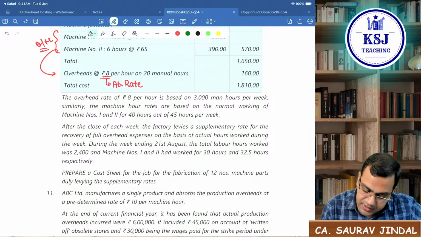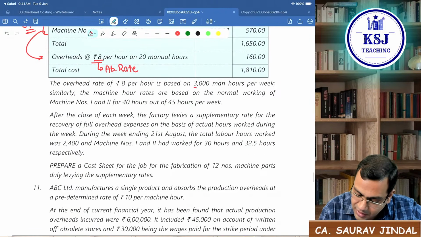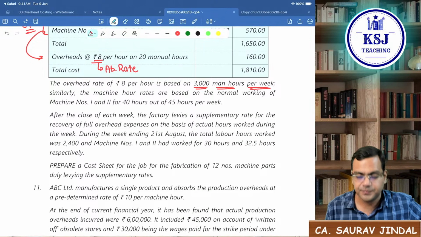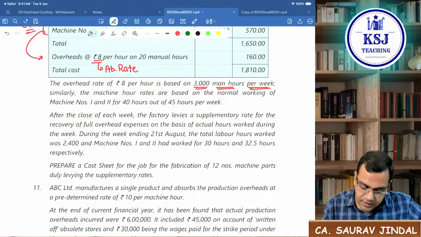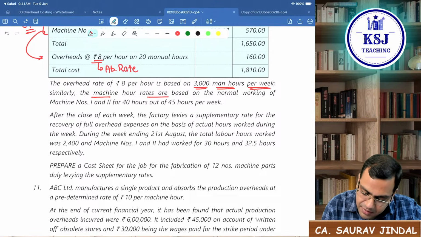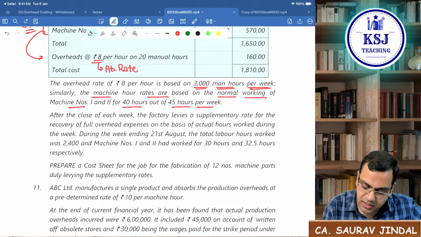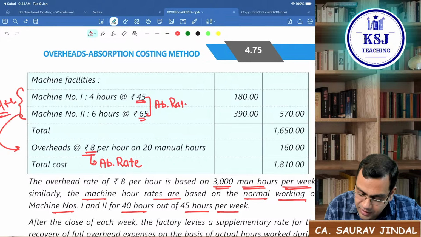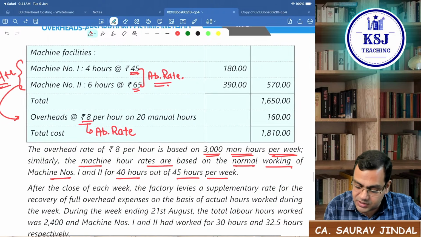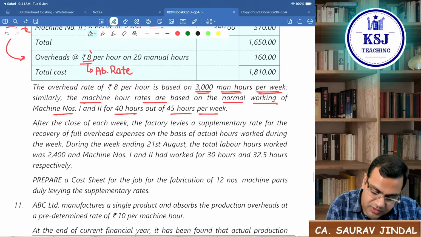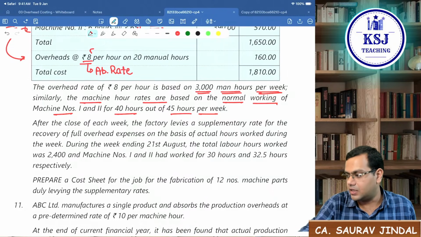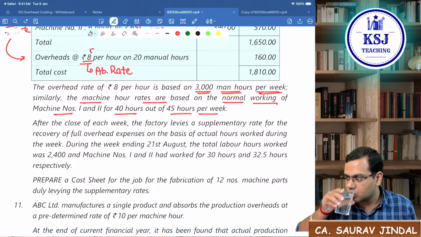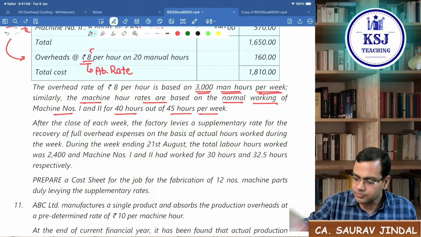They say this absorption rate is based on 3000 man hours per week, right? Similarly, the machine hour rates are based on the normal working of machine 1 and 2 for 40 hours out of 45 hours per week. This rate, this is also your absorption rate. How is this absorption rate calculated? Dependent upon the machine hours. How is this 8 rupees calculated? This is dependent upon your labor hours. Clear? Next.